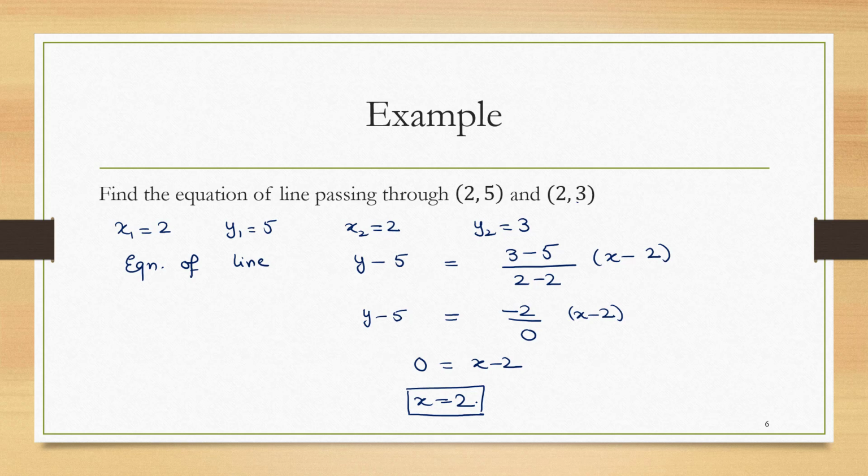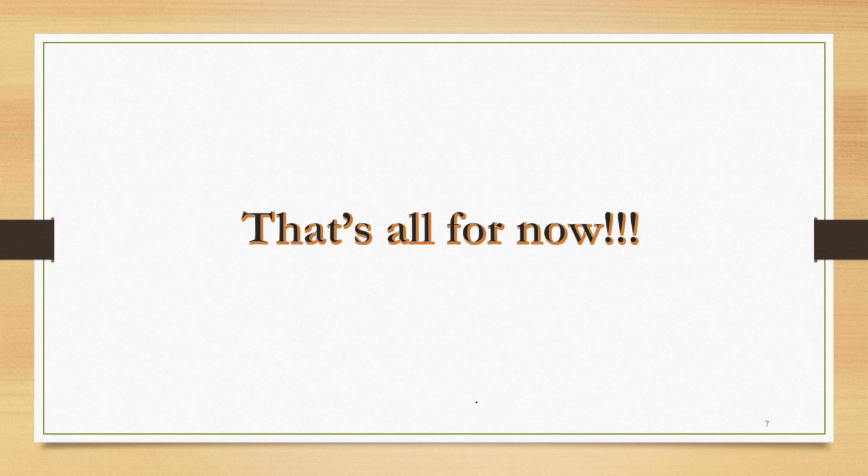So if we have the same x coordinate, we are always going to get the solution x equal to that same coordinate, 2. If we have the same y coordinate, in a similar way, we can get the answer as y equal to that same coordinate. So that's all for now. In the next lecture, we will do the intercept form of the equation of a line.